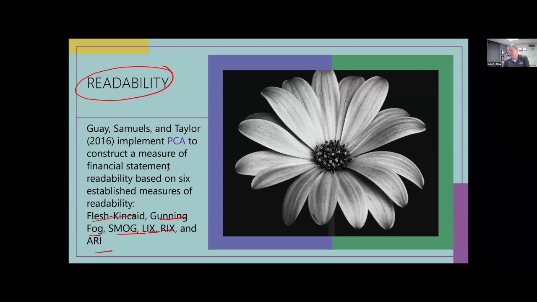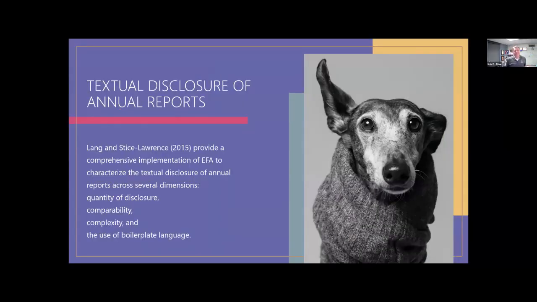This is an example of principal components, a good example of when you might want to use principal components. Let's say you're trying to measure different dimensions of a text. Let's say you're trying to look at how much they disclose, or how comparable the disclosures are, or how complex those disclosures are, or how much they use boilerplate language. Those are all different constructs.